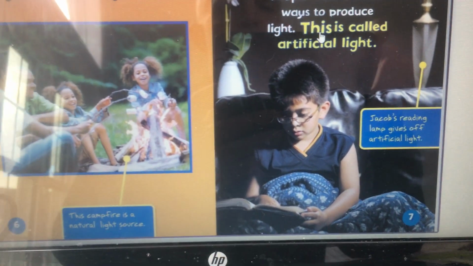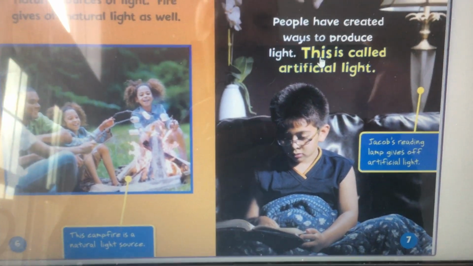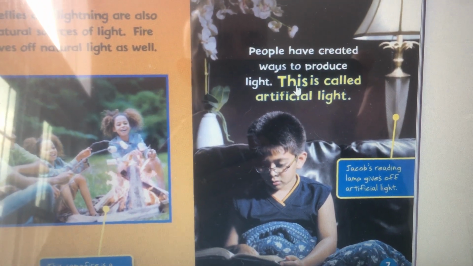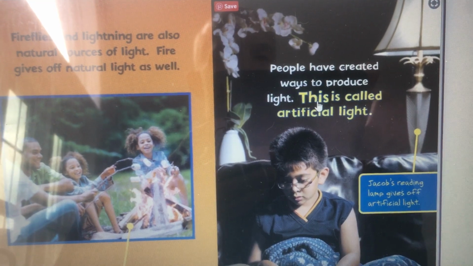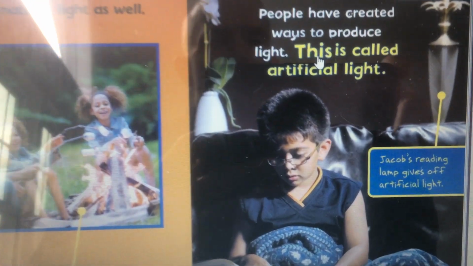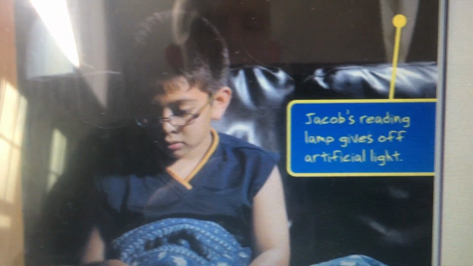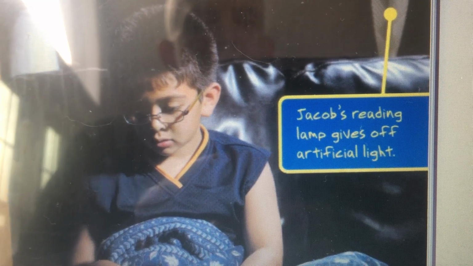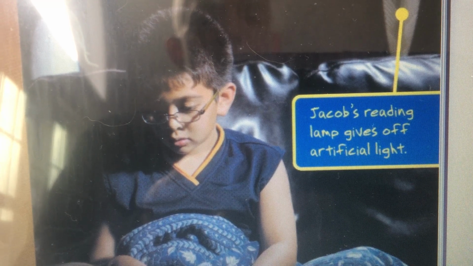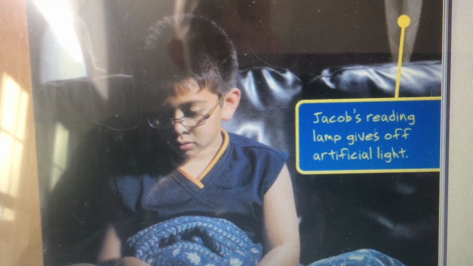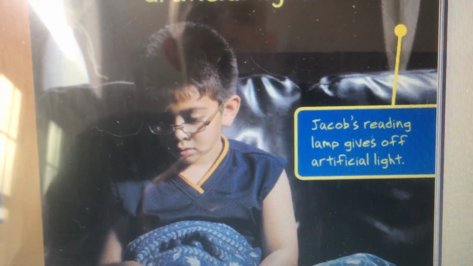And then on page 7, it says, people have created ways to produce light. This is called artificial light. And the label says, Jacob's reading lamp gives off light, artificial light. Let me read that again. Jacob's reading lamp gives off artificial light.